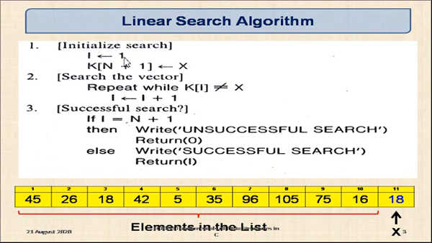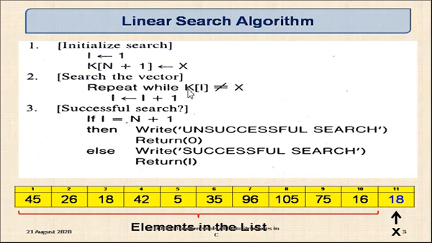Step 1: I is equal to 1. The loop variable is initialized with 1. And K of n plus 1 is equal to x. K of n plus 1, n is 10, 10 plus 1 is 11, so K of 11 is x. That is, in the n plus 1th location, the item to be searched, x, is stored, which is assumed to be 18 for our example. Then the second step: repeat while K of I is not equal to x. This is the while loop. This loop will be repeated until this condition is no longer satisfied. Once the condition is not satisfied, it will go to the next step.